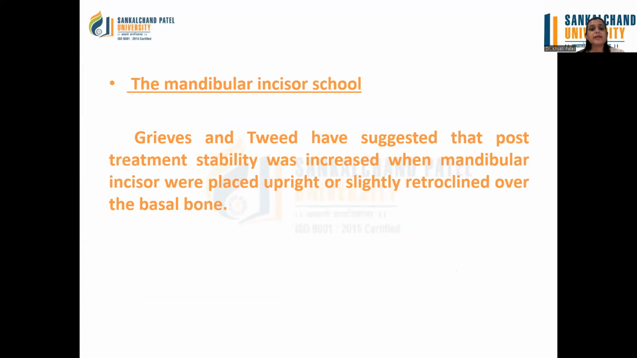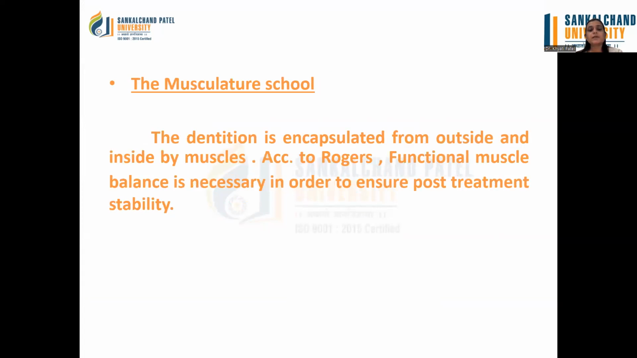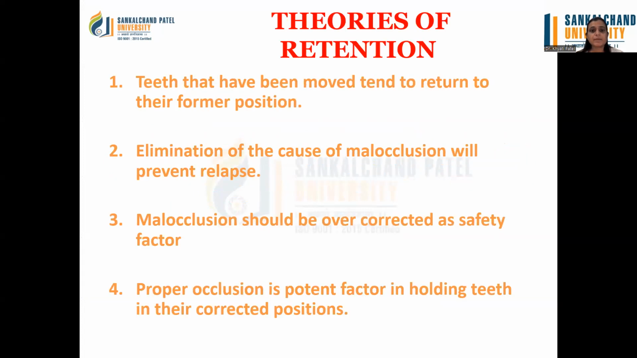Then the third one is the mandibular incisor school. Graves and Tweed suggested that post-treatment stability was increased when mandibular incisors were placed upright or slightly retroclined over the basal bone. Then the muscular school. The dentition is encapsulated from outside and inside by the muscles. So there is a term, the neutral zone, in which all the teeth are lined. All the muscle function must be in balance in order to ensure post-treatment stability.